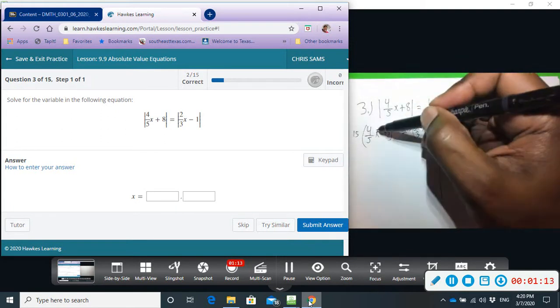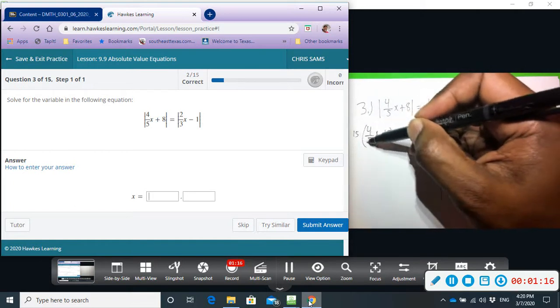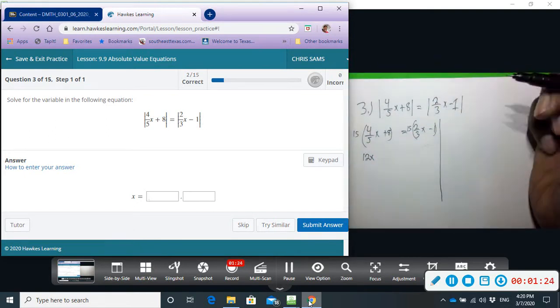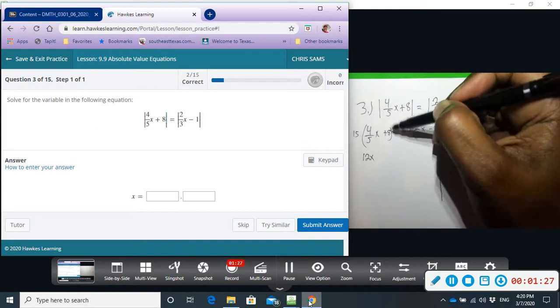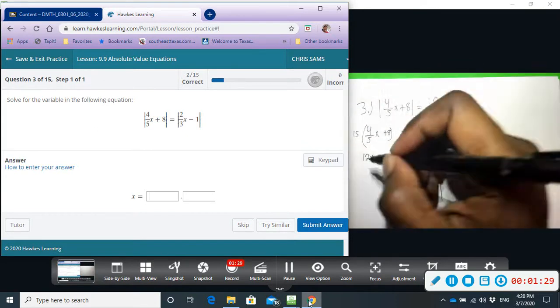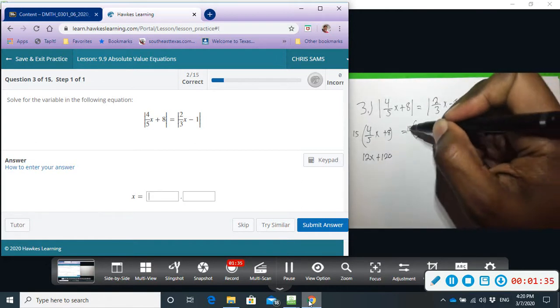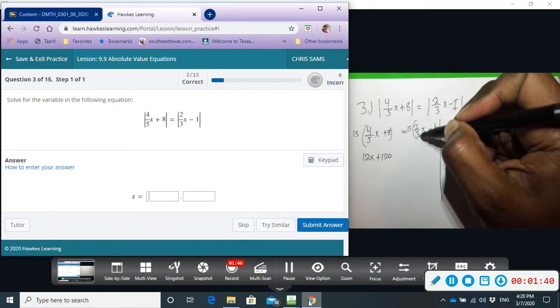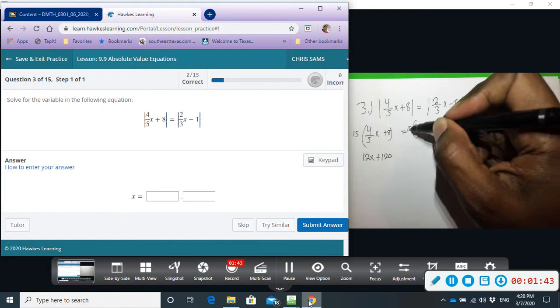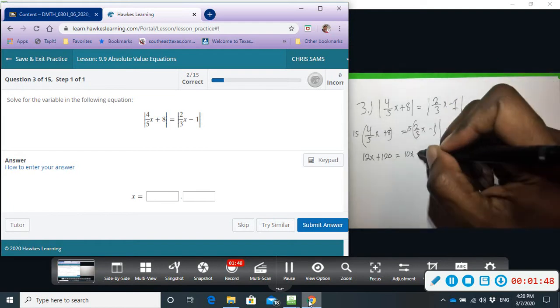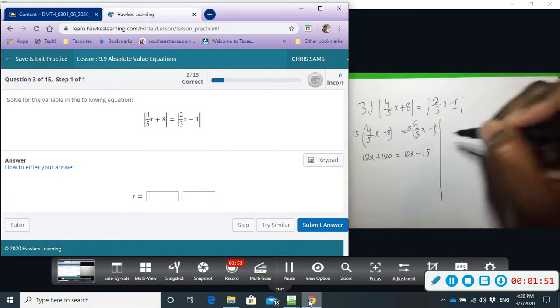And when I multiply by 15, what I'm actually doing is dividing by the 5 first. That's going to leave me with 3, and 3 times 4 gives me 12. So I have 12x. And then I multiply 8 by 15, and we get 120. And then over here, when I multiply by 15, I'm actually dividing by 3 first to get rid of that. So 15 divided by 3 is 5. And then with the 5 left, I will multiply times 2. So we get 10x. And then 15 times 1 gives us 15, but it's negative because of the minus.